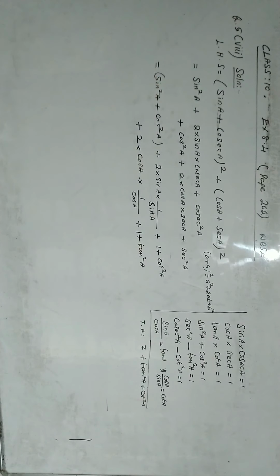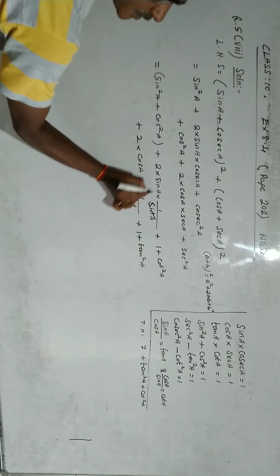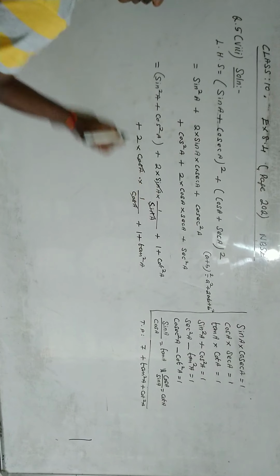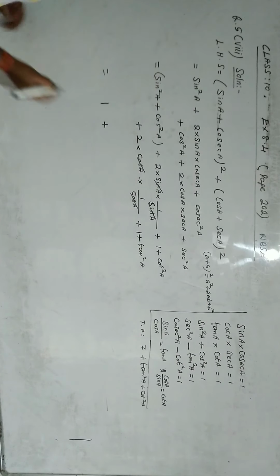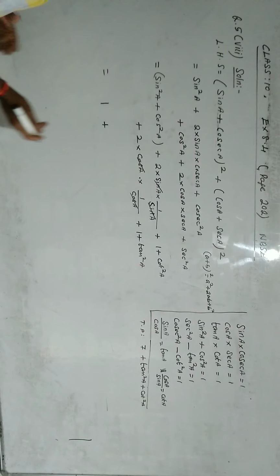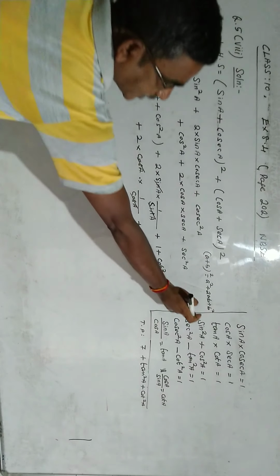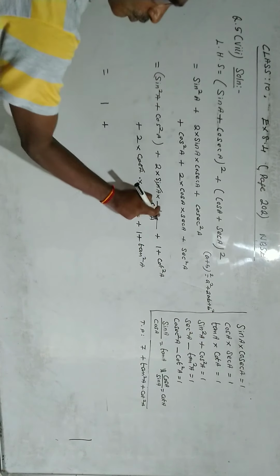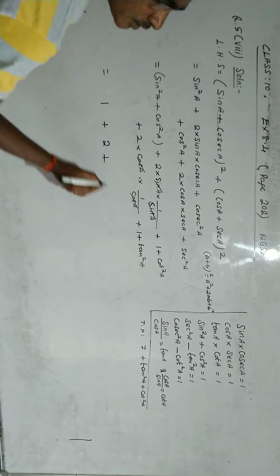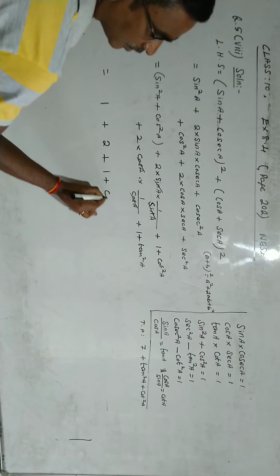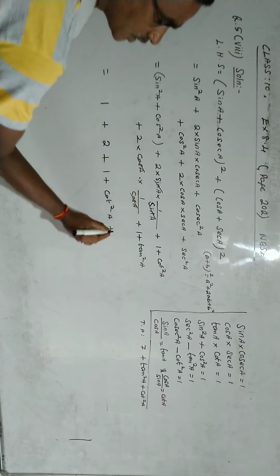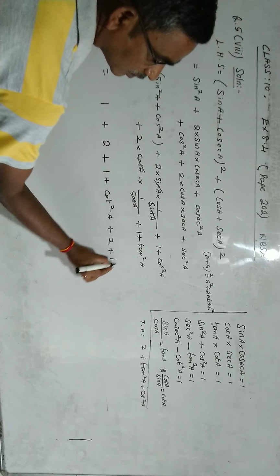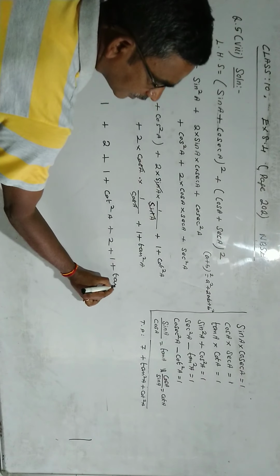So now the sin a cancels, the cos a cancels. Now sin square a plus cos square a becomes 1. Yes, sin square a plus cos square a is 1. 2 into 1 becomes 2. Plus 1 plus cot square a, plus 2 into 1 becomes 2, plus 1 plus tan square a.